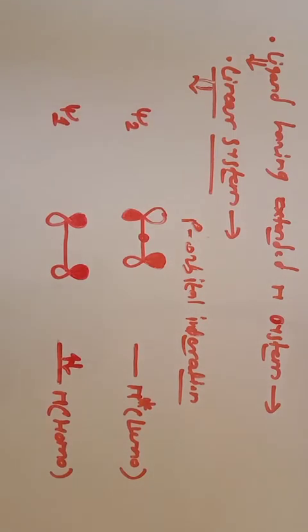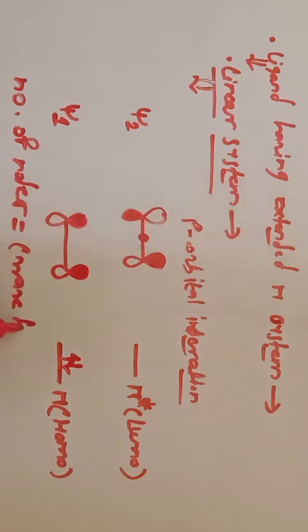So you should keep in mind that the number of nodes is equal to the wave function number minus 1. In this case, if you consider psi 1, then 1 minus 1 becomes 0, so there is no node. If you consider psi 2, then 2 minus 1, so it has one node, because there is no electron density, or zero electron density.